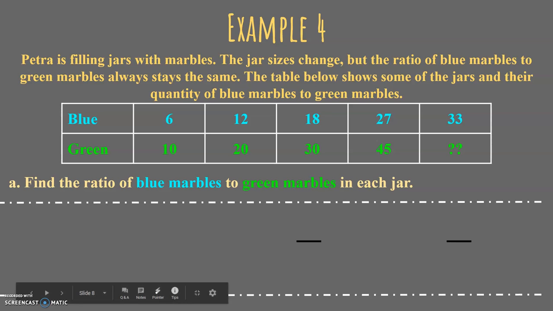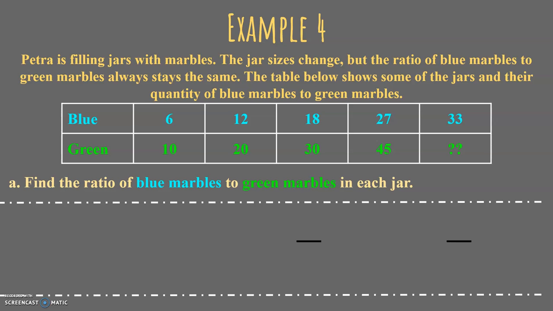Example 4, our last example. Petra is filling jars with marbles. The jar sizes change, but the ratio of blue marbles to green marbles always stays the same. The table below shows some of the jars and their quantity of blue marbles to green marbles.